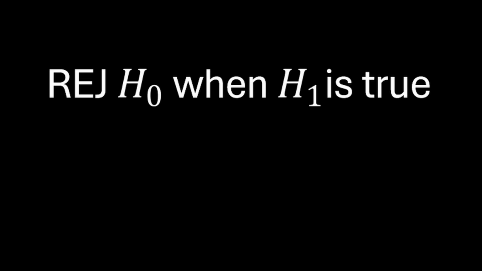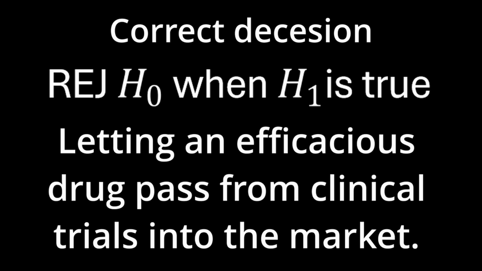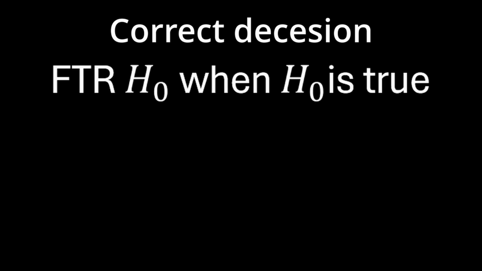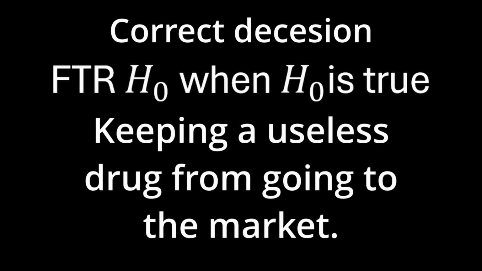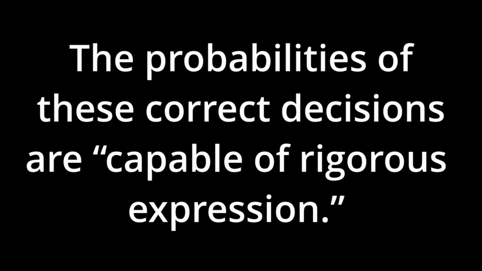The statistician who rejects the null hypothesis when the alternative is true makes a correct decision. This would be like letting an efficacious drug pass from clinical trials into the market. And the statistician who fails to reject the null hypothesis when the null is true also makes a correct decision. This would be like keeping a useless drug from going to market. The statistician, a mere human, doesn't know which hypothesis is true, but under a set of mild assumptions, the probabilities of these correct decisions are, to quote R.A. Fisher, capable of rigorous expression. That means their probabilities can be calculated.